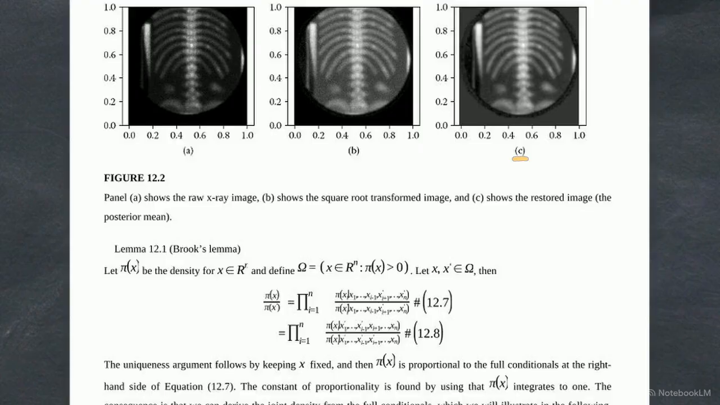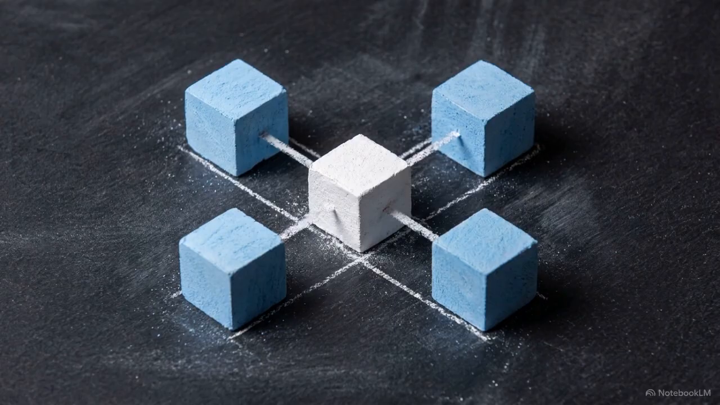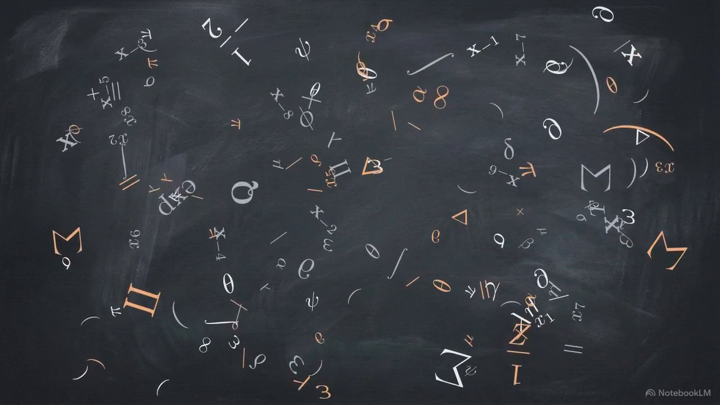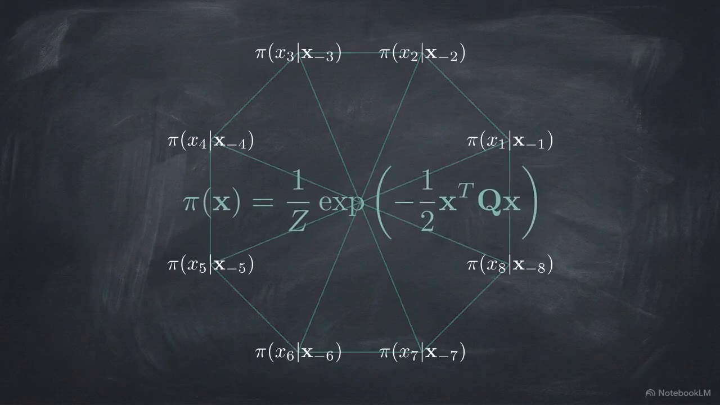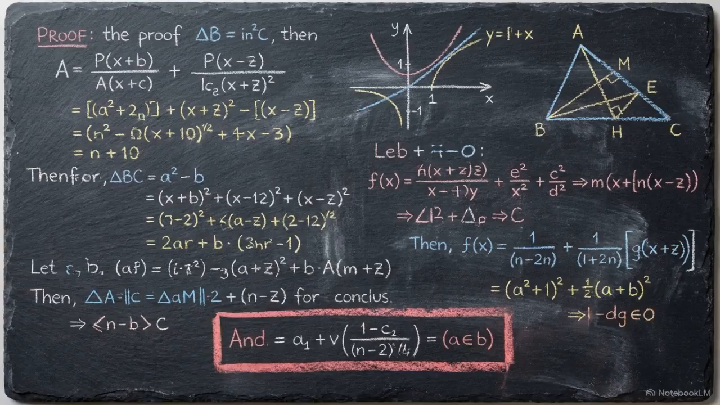Let's apply that matrix math to the restored image in panel C. In this conditional specification, the expected value of a single localized pixel is determined solely by the weighted inputs of its immediate north, south, east, and west neighbors. Basing an entire image on local pixel-to-pixel conditionals creates a mathematical tension. We need to guarantee that these local rules sum up to a mathematically proper global joint probability distribution. Brooks' lemma provides the proof.